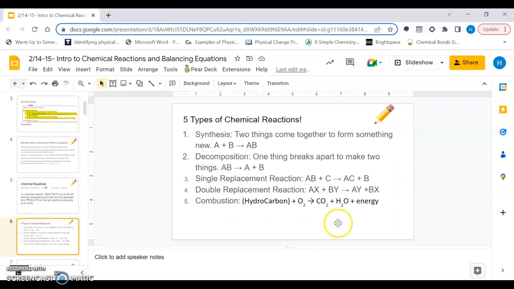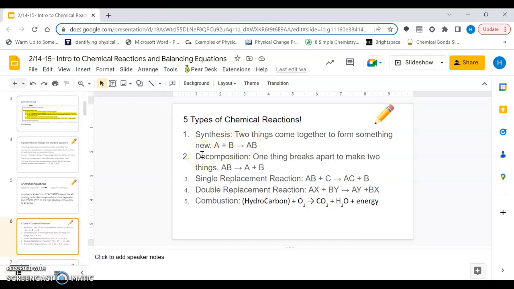There are 5 types of chemical reactions in general, and these 5 types are pretty important. We've got synthesis. Synthesis is when we have 2 molecules or 2 atoms coming together and making one. So you can see we got this hypothetical A plus B is producing AB.